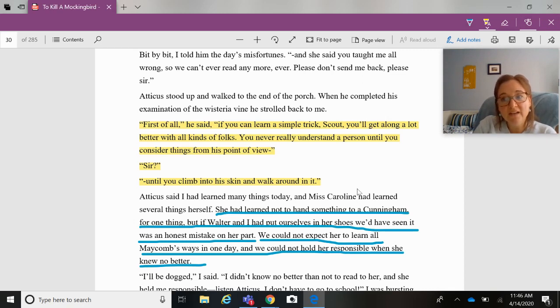So that's part of what Atticus is trying to teach Scout, and it is one of the lessons that Harper Lee hopes you learn through reading the book. If you can take a minute to think about what it might be like for the other person you're talking to, you're going to get along with them a lot better.